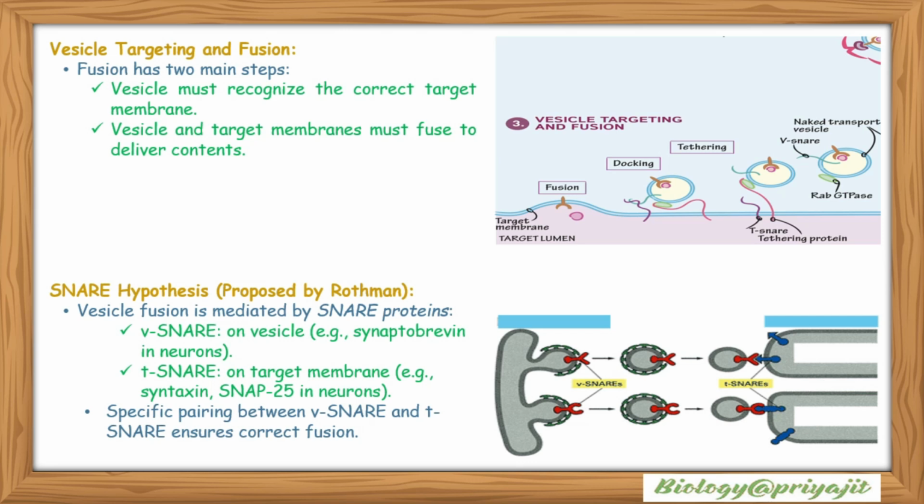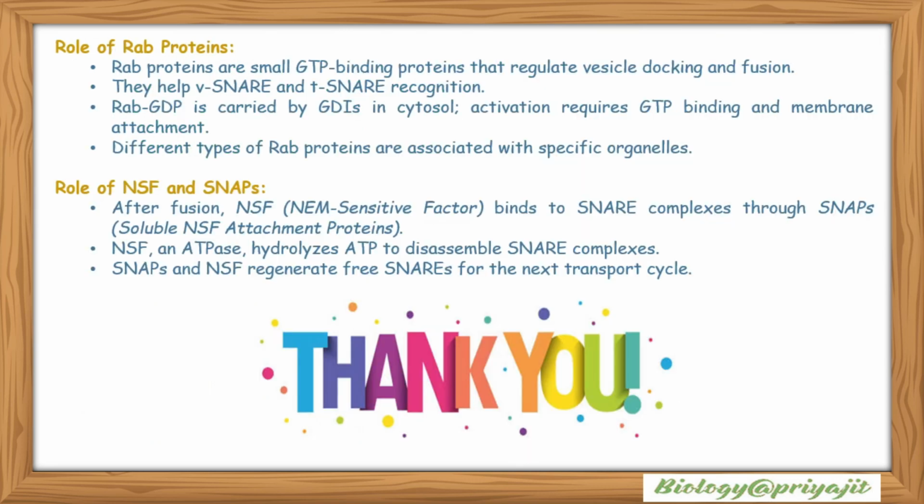SNARE hypothesis, which was proposed by the biologist Rothman. Vesicle fusion is mediated by SNARE proteins: v-SNARE on vesicle, that is synaptobrevin in neuron, and t-SNARE on target membrane, for example, syntaxin and SNAP25 in neurons. Specific pairing between v-SNARE and t-SNARE ensures the correct fusion of the vesicles on the membrane.